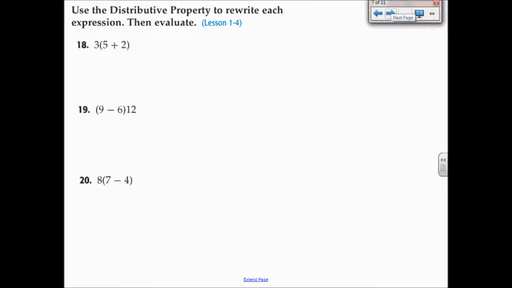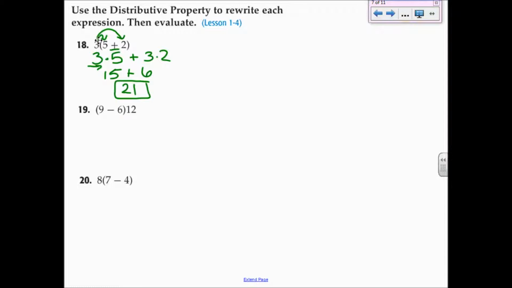All right, then we use the distributive property to write each expression, then evaluate. Distributive property means that if there's a number outside the parentheses, I can take that and multiply it by each one inside the parentheses. So to rewrite the first one, I would say 3 times 5. Keep the sign that was in between, which is plus. 3 times 2. And then evaluate. 3 times 5 is 15. 3 times 2 is 6. And 15 plus 6 is 21.